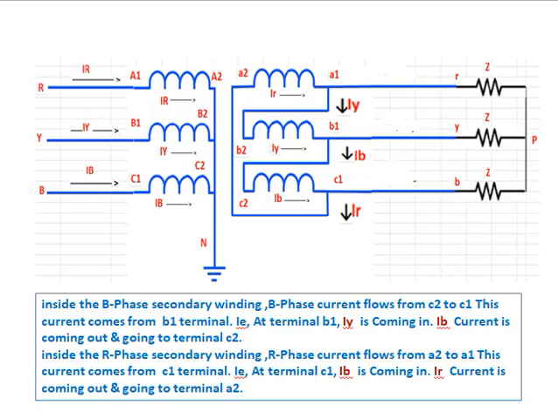Inside the B phase secondary winding, B phase current flows from C2 to C1. This current comes from the B1 terminal. That is, at terminal B1, IY is coming in, IB current is going out, going to terminal C2. Inside the R phase secondary winding, R phase current flows from A2 to A1. This current comes from C1. That is, at terminal C1, IB current is coming in and IR current is going out and going to terminal A1, A2.